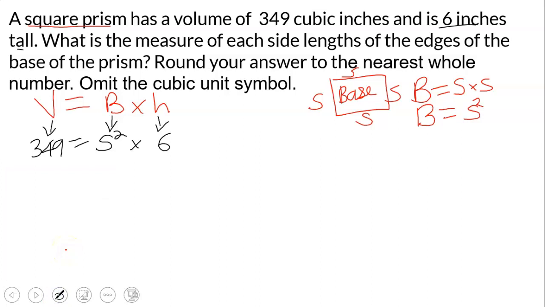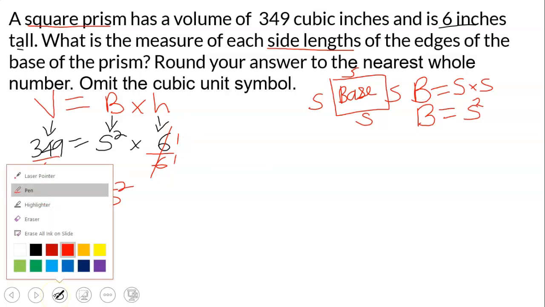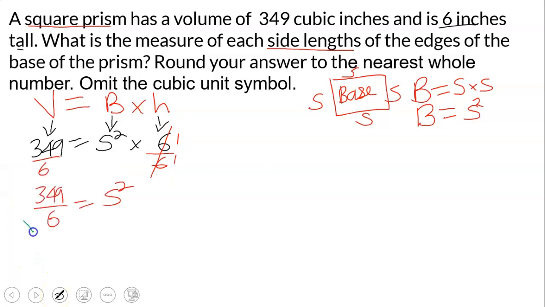So we're going to divide both sides by 6 first, because we are solving for the variable s, that's the side length. So it's going to be 349 over 6 equals side squared. So the 6s cross out to be 1, 1. And now to find the side, we're going to simplify by taking the square root of both sides, and the square and the square root are going to cancel out.